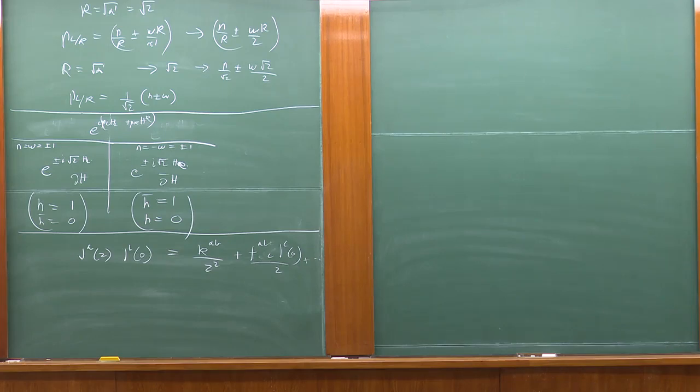Why does single valuedness fix the second term? Single valuedness meaning there's no z to the 3 halves. It's only integer powers of z. No branch cuts. Is this clear? Okay.